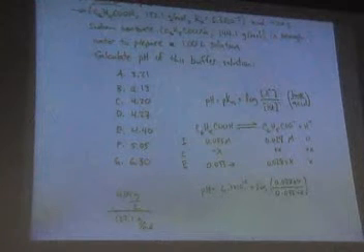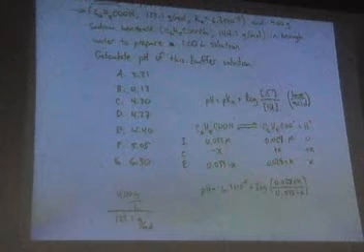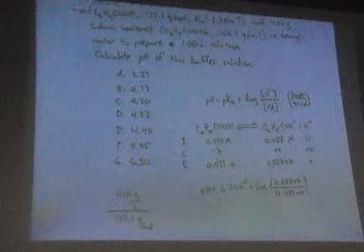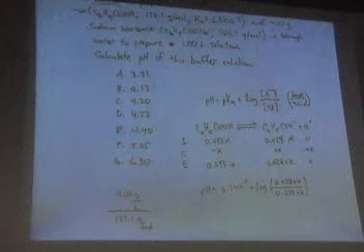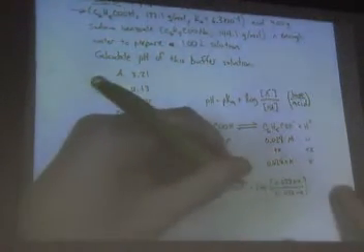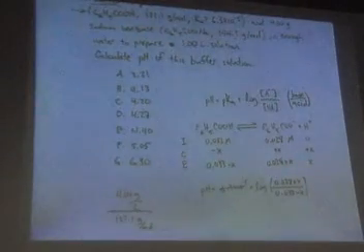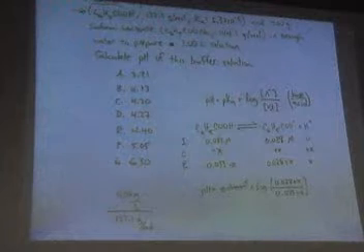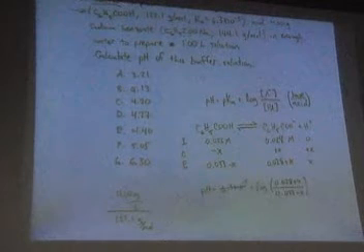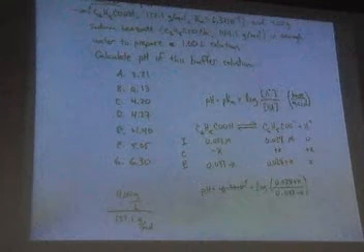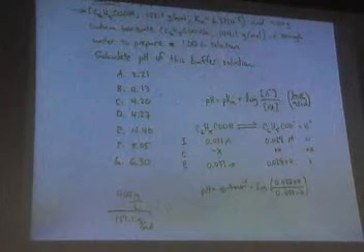The 6.3 times 10 to the minus 5, isn't that the Ka? It is the Ka. Oh, you're right. I'm sorry. Thank you. Good catch. Okay, so we take the negative log of 6.3 times 10 to the minus 5. 4.2.